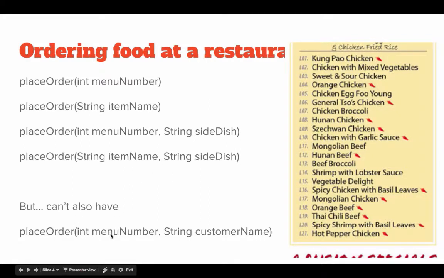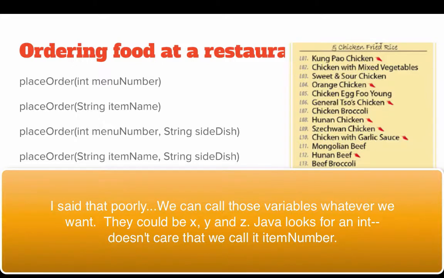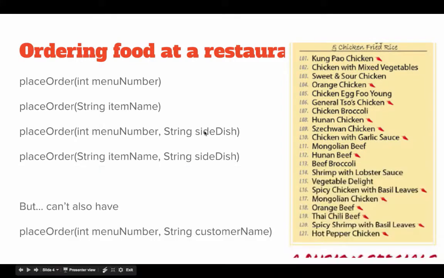Why couldn't you have int menu number, string customer name? That's different than any of these for sure. And it certainly makes sense that you might want to capture the name of the customer, etc. Well, you have to remember that these variable names, menu number, item name, etc., we write those as a way to capture the data. But in the class that calls the method, the one that calls place order, remember, it's only passing in the data. For example, here, it might pass in place order 104, comma, lo mein.